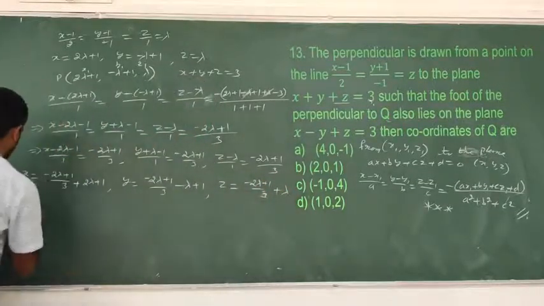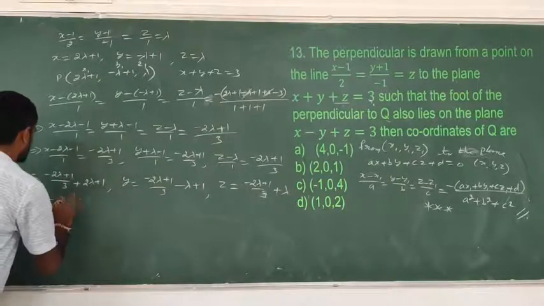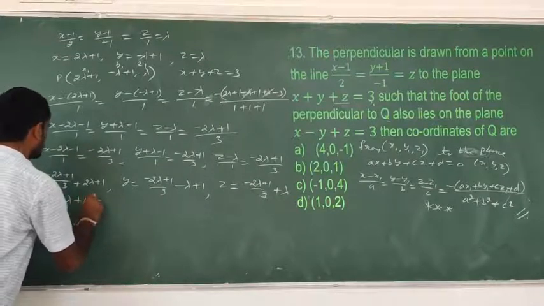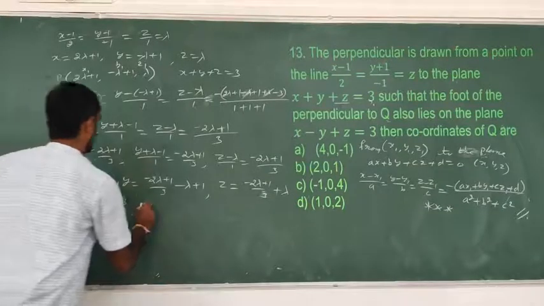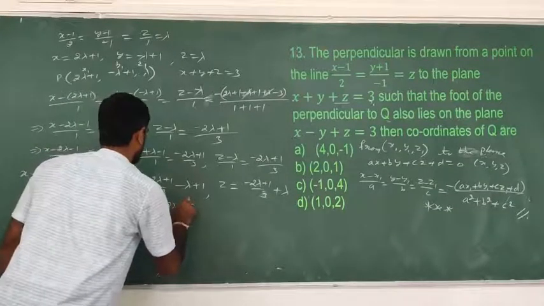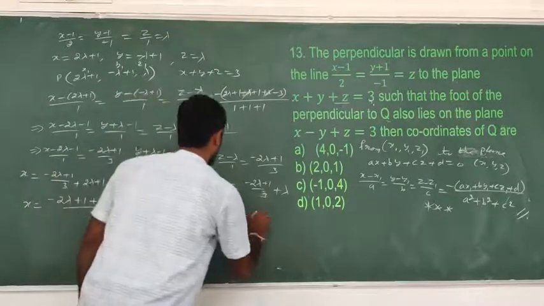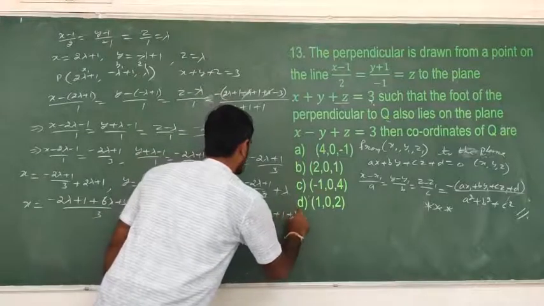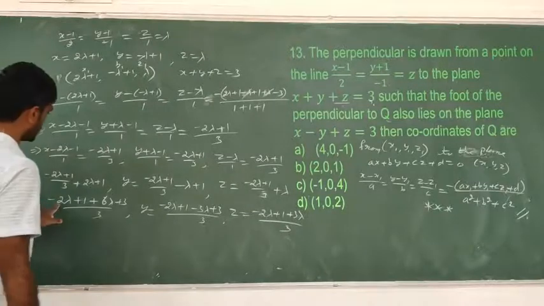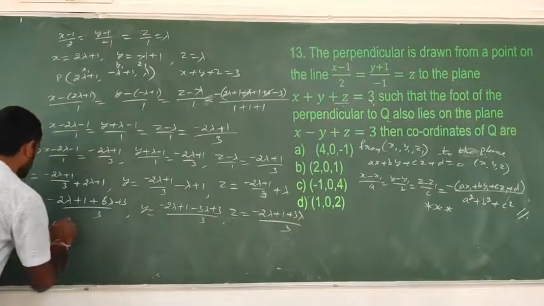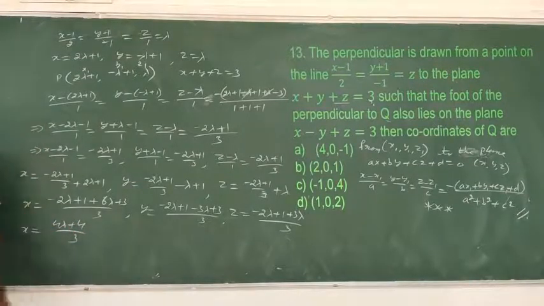Okay, so x = minus 2 lambda plus 6 lambda, that is, (minus 2 lambda plus 1 plus 6 lambda plus 3)/3, y = (minus 2 lambda plus 1 minus 3 lambda plus 3)/3, and z = (minus 2 lambda plus 1 plus 3 lambda)/3. So now x is minus 2 lambda plus 6 lambda, that is 4 lambda, plus 3 plus 1, 4, divided by 3.